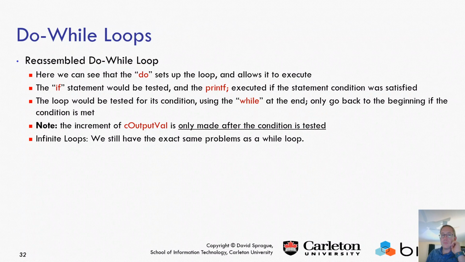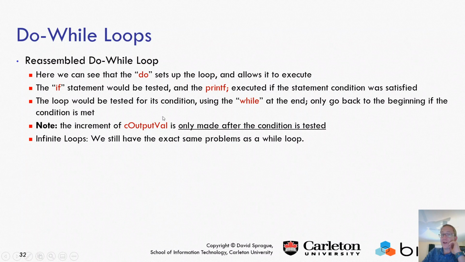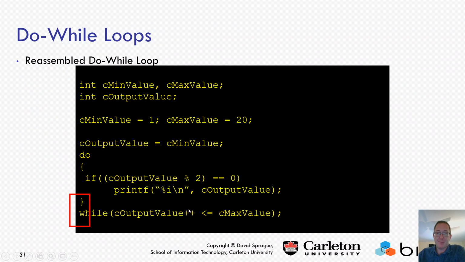And the increment of C output value, by the way, in this case, only happens at the very, very end, not the first step. I don't increment it at the first step. I check at the very end. But we have the exact same problem with infinite loops. I can make a do while loop that is infinite. It's very easy. If I left off this plus plus here, I get an infinite do while loop.